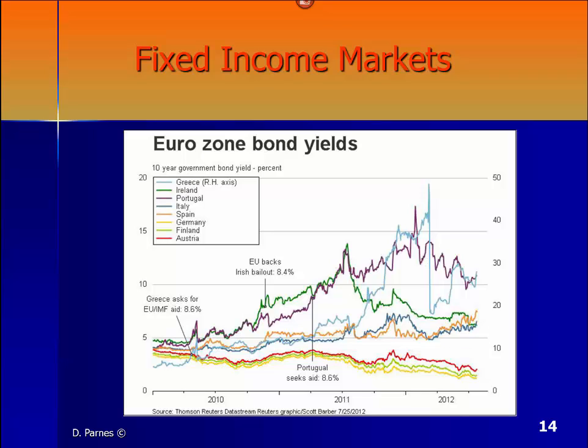Here you can see a graph of the Eurozone bond yields, divided by country, starting from Greece, Ireland, Portugal, Italy, Spain, Germany, Finland, and Austria. So you can see what happened to their yields over the years 2009, 2010, 11, and 12, right after the financial crisis that many classified as 2007 to 2009. And you can see different events here.